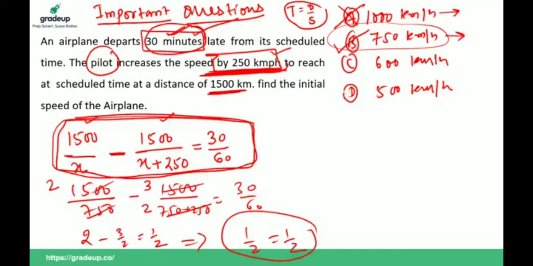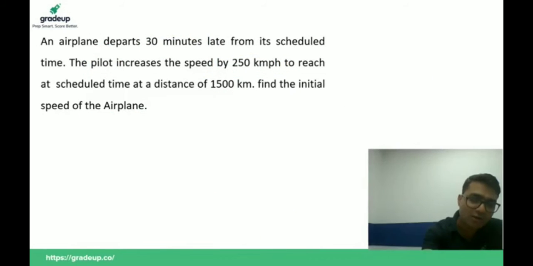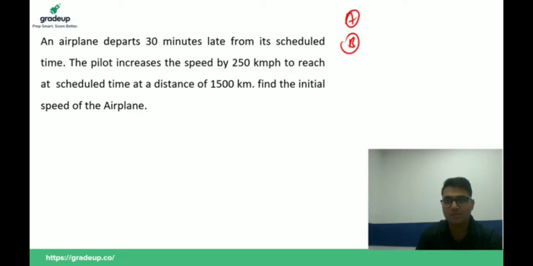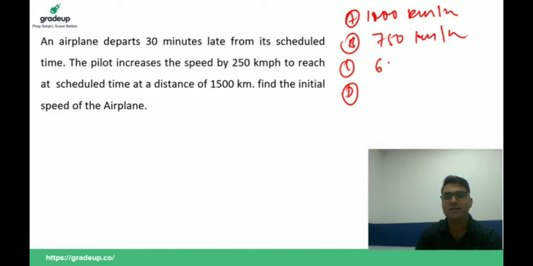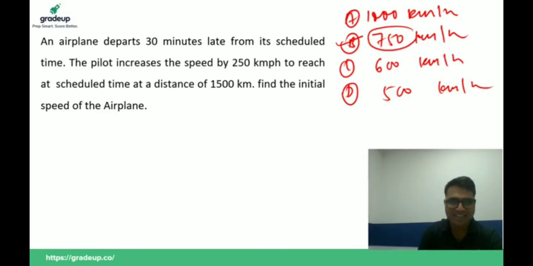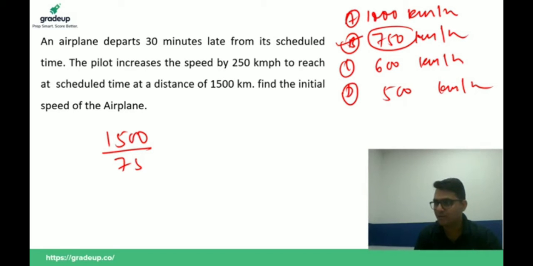Okay. Or you can also do it directly by the options. The options are 1000, 750 km per hour, 600 km per hour, and 500 km per hour. Okay, so I'm taking this, guys. If you are going 1500 km at 750 km per hour, then it will take 2 hours.